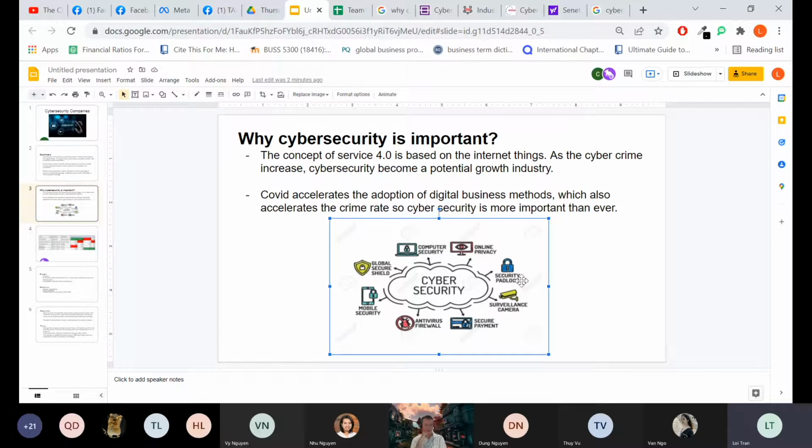As you can see here in the pictures, cybersecurity can work in computer security, online privacy, security padlock, camera, secure payment, antivirus, firewall, and mobile security as well.